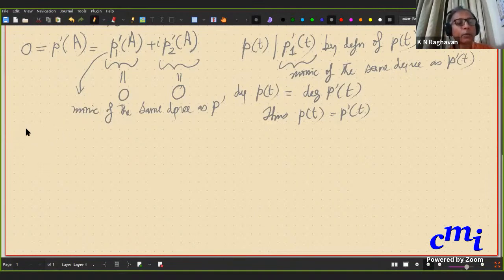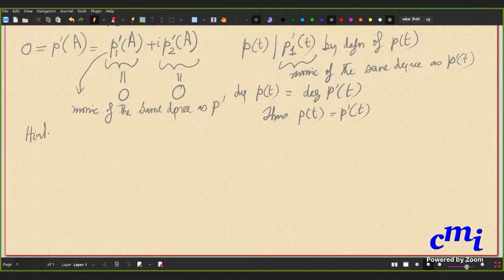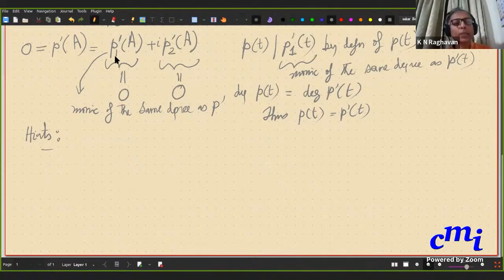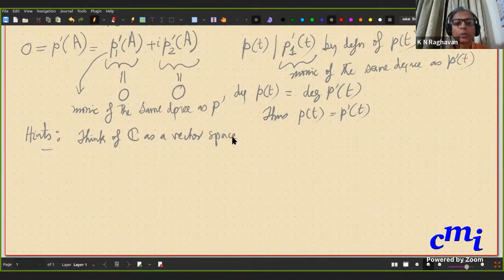So here are the hints for thinking about this. One is you can do a proof similar to this, except it becomes a little more complicated. What is the point about real and imaginary parts? You can think of C as a vector space over R. It's a field extension, but in particular, it's a vector space, with 1, i being a basis.